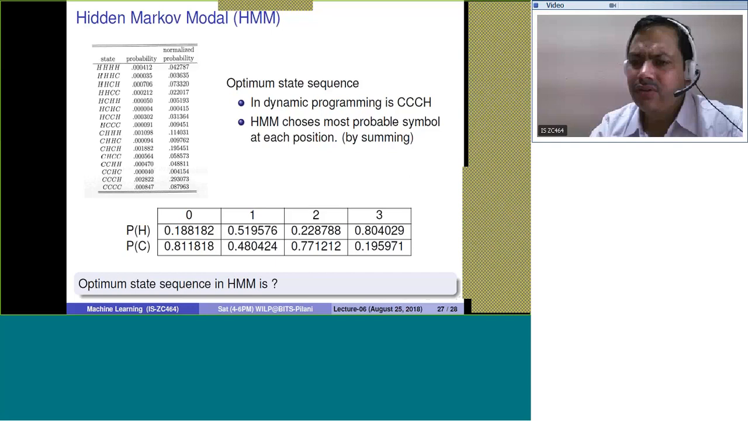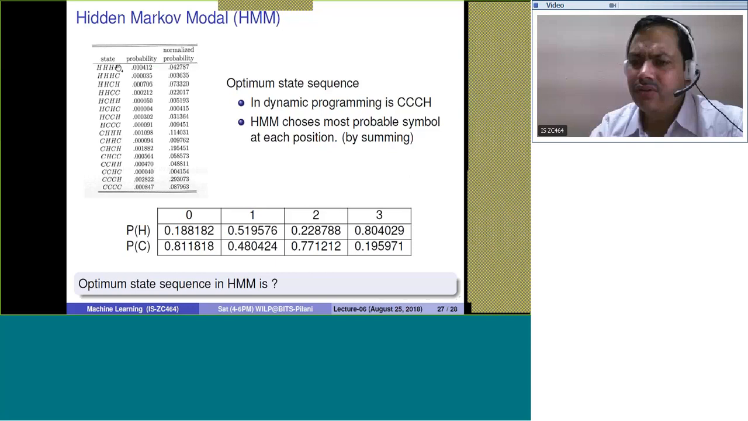Somebody is asking, sir, what is the normalized probability? For normalized probability, initially you find all these probabilities, then you find the summation of all these values, and then you use that value to divide all these values. If you divide all these by the summation, you get these values. That's called the normalized probability, so that the summation becomes 1.